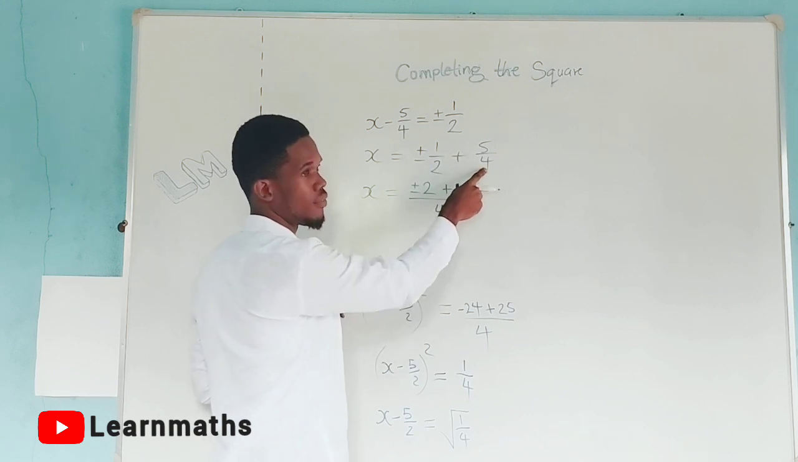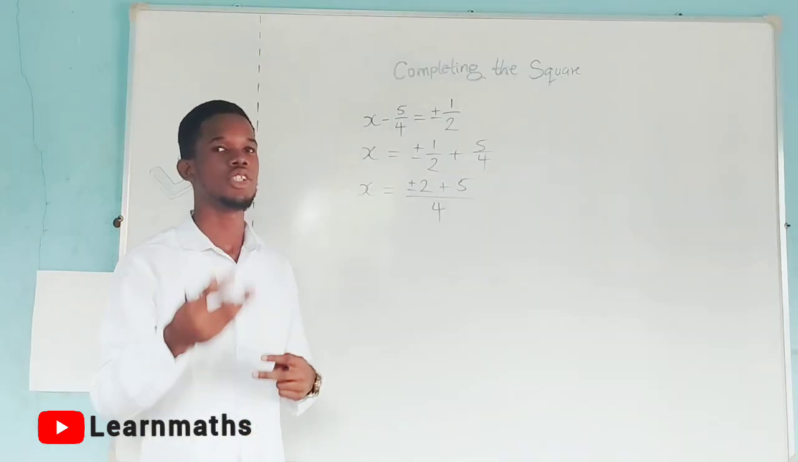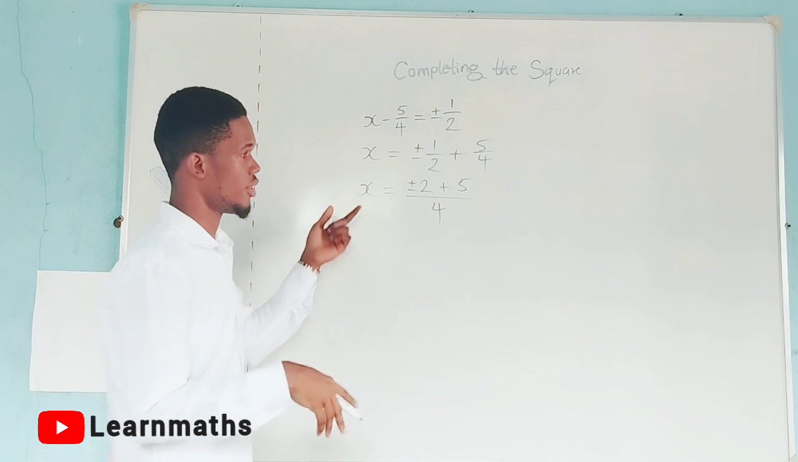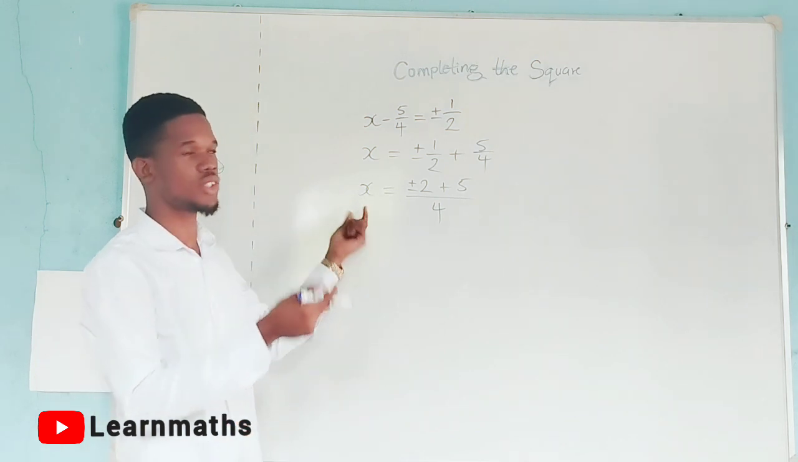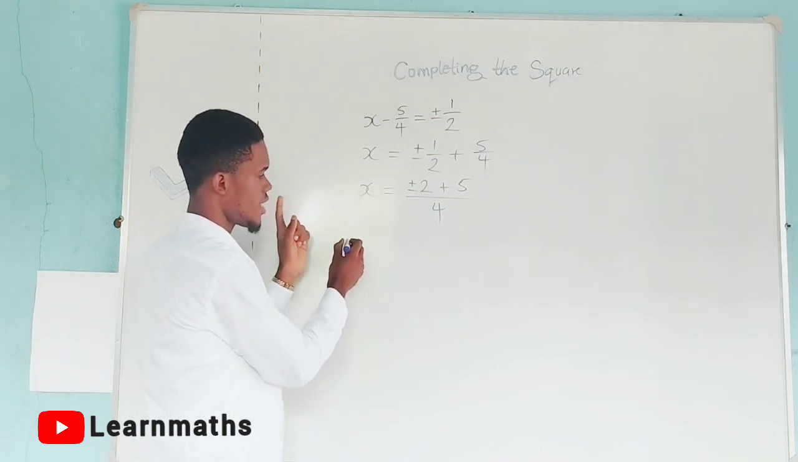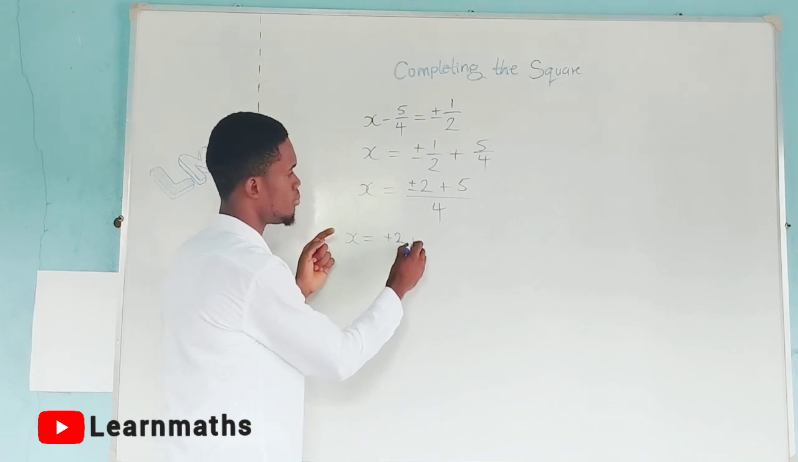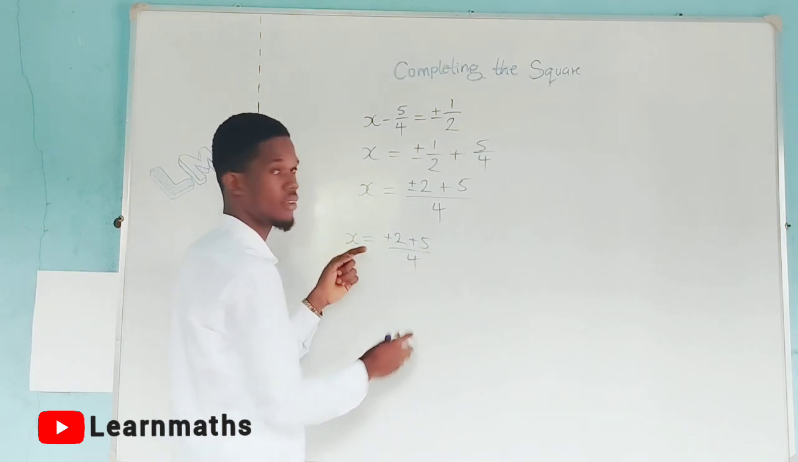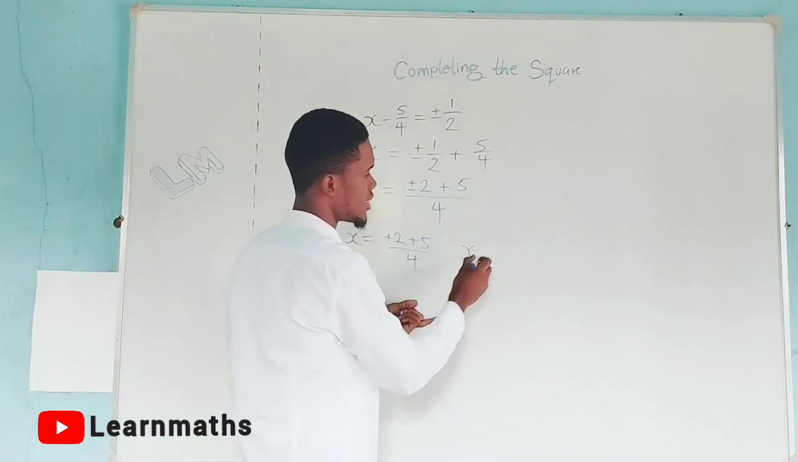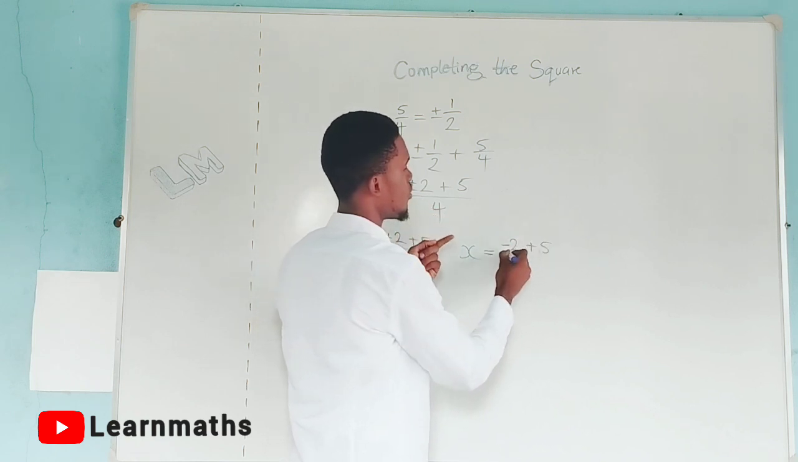Plus 4 divided by 4, 1. 1 times 5, 5. So as usual, whenever you're solving a quadratic equation, you must always get two values for your unknown, which in this case is x. So how are we going to get two answers for x here? This is how we get two answers. The first value for x is going to be x equal to positive 2 plus 5 over 4, right? And the second value for x is going to be negative 2 plus 5 over 4.